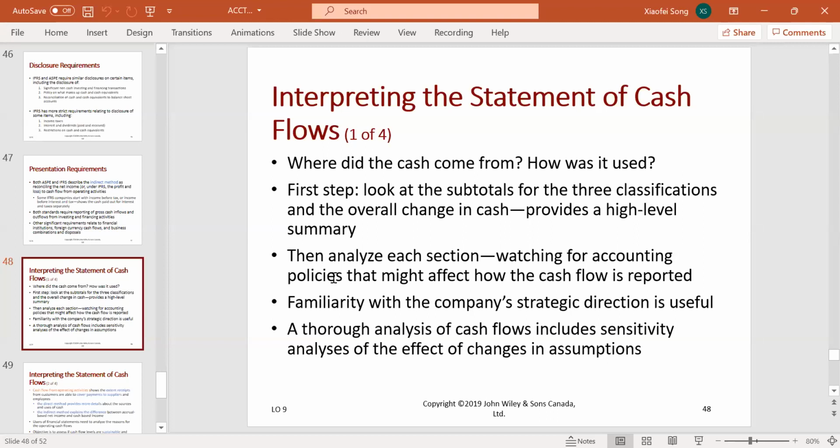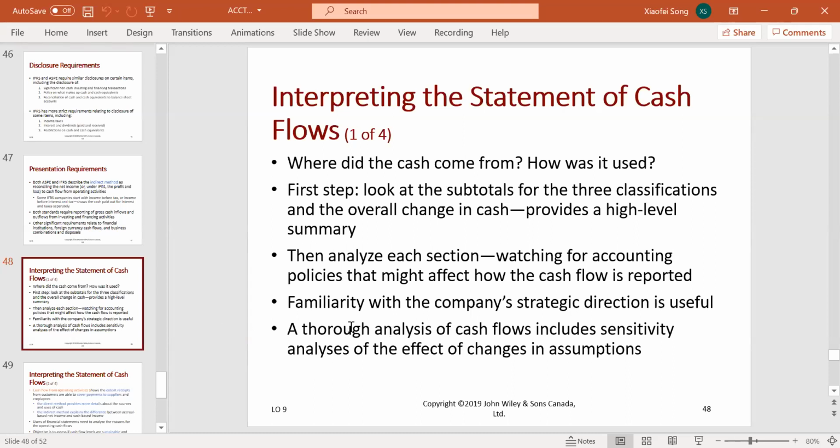And then after that, you look at each section in greater detail. Your accounting information is always read and interpreted in the context of what you know: what kind of business it is, what kind of strategy they have, what stage they are at. That always makes the information much more meaningful.